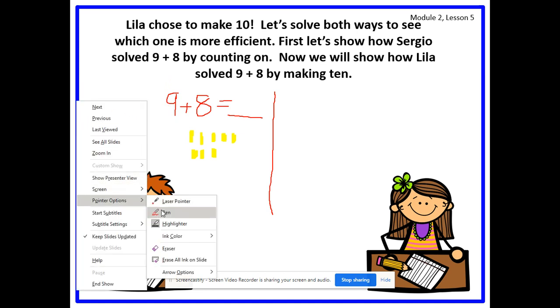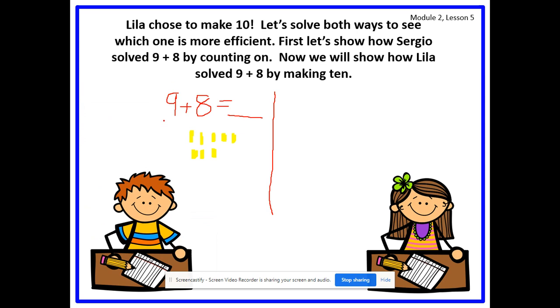Ready? After you make your 8 dots, you're going to count on with me, starting from 9. Get ready. 9, 10, 11, 12, 13, 14, 15, 16, 17. Stop. What number did we end with? Get ready. Yes, 17. Let's go ahead and write 17 as our solution. Whew. Well, that took some time, but now let's solve it Lila's way.